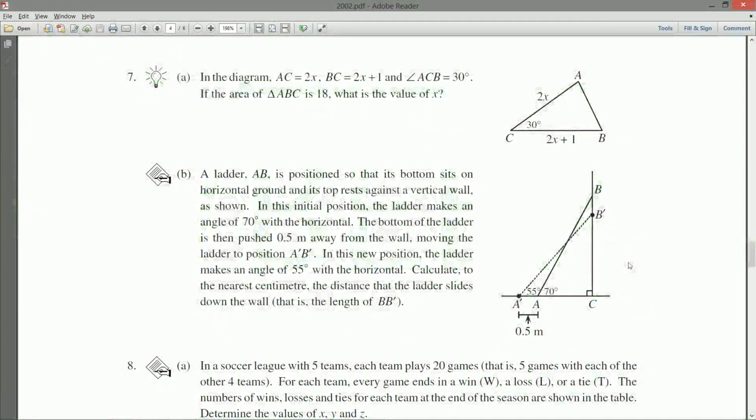We're looking at the Euclid contest from the year 2002, and we're up to question number 7, which has both a light bulb and a written portion. Alright, 7a. In the diagram, we've got a triangle here. AC is 2x, and BC is 2x plus 1. And this angle, ACB, is 30 degrees. So immediately, I start thinking 30, 60, 90 triangle. Now, I haven't been told this is a right angle triangle, but 30 degrees, that's fairly suspicious. If the area of triangle ABC is 18, what is the value of x?